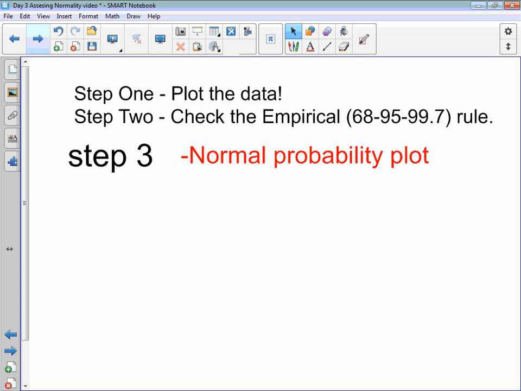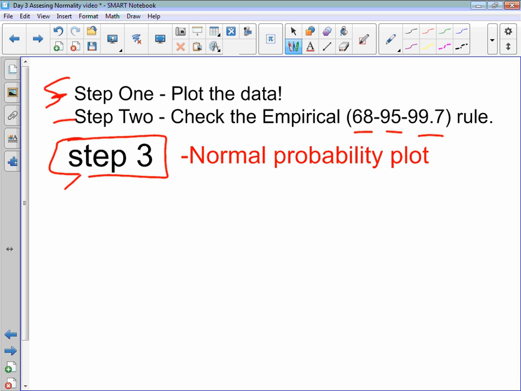So we have really three methods of seeing if our data set is normal. Step one is to plot the data. That's one check. Two is we can check the empirical rule. Does it follow the 68, 95, 99.7? And step three is a newer one that we can use using technology, and we'll learn how to do this on the calculator, which is a normal probability plot.